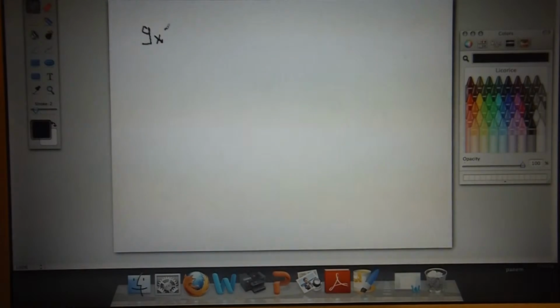9x squared plus 12x plus 4. Now this one's a bit tricky. We have some kind of coefficient, but there is no common factor in these ones. You can't just divide it by 2 or anything. No, you cannot. So don't even think about it. We'll just have to deal with what we've got.